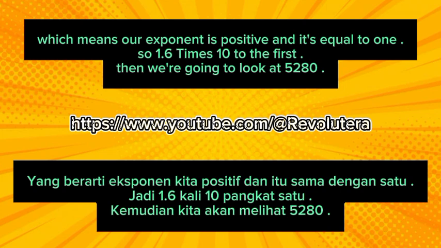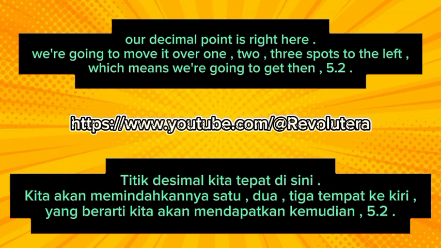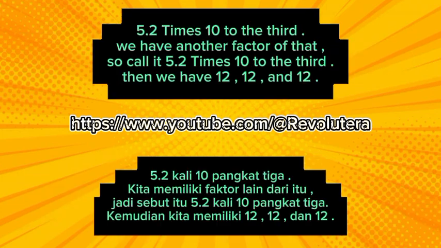Then we are going to look at 5,280. Our decimal point is right here. We're going to move it over 1, 2, 3 spots to the left, which means we're going to get 5.2 times 10 to the third. We have another factor of that, so call it 5.2 times 10 to the third.